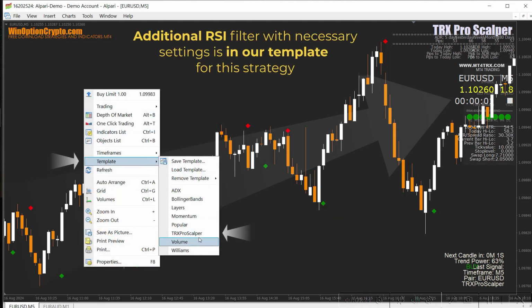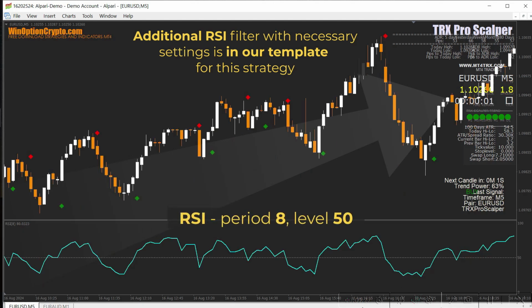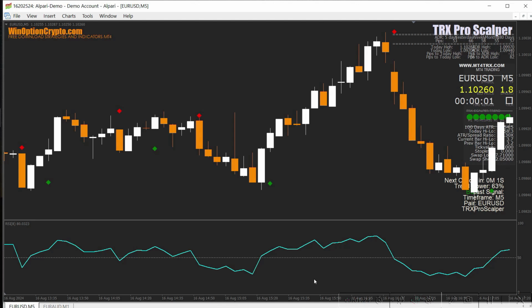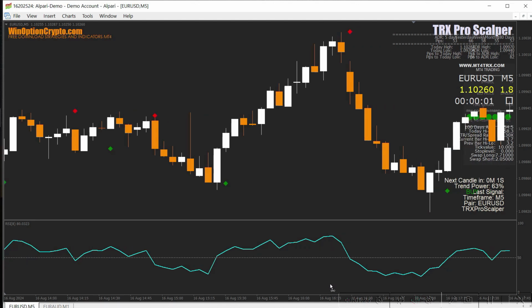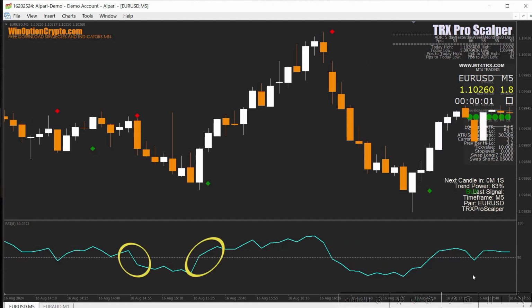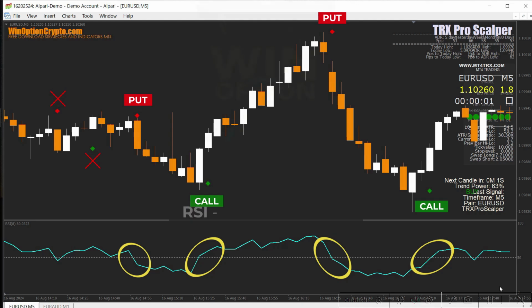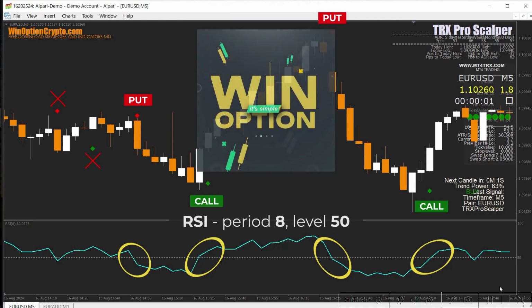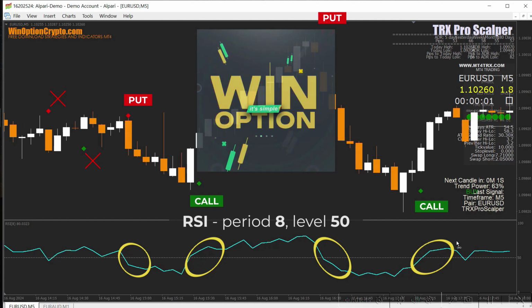To reduce the number of false signals, let's add a filter in the form of an RSI oscillator with a period of 8, and interact only with those signals that coincide with the intersection of level 50. Note that after analyzing the chart on history, it is clear that the strategy signals that coincide with the intersection of level 50 of the RSI indicator bring profit, and signals without this filter, losses. We recommend always using the RSI indicator with a period of 8 for this strategy as an additional signal filter.